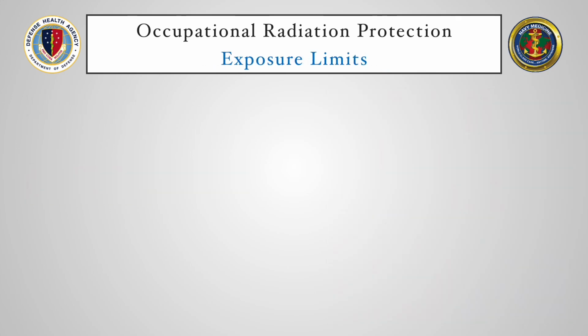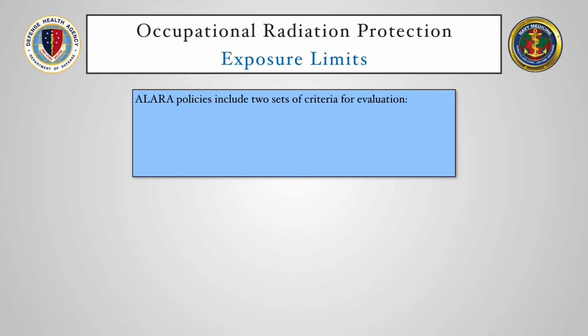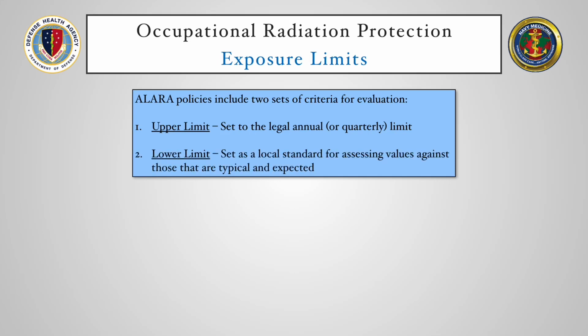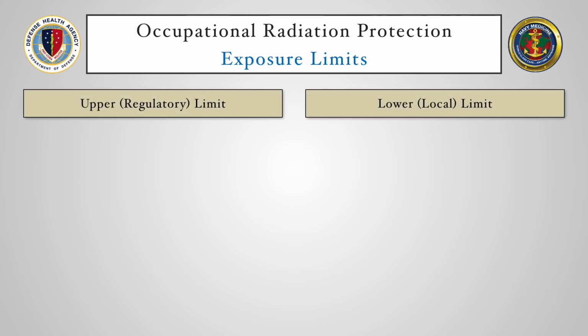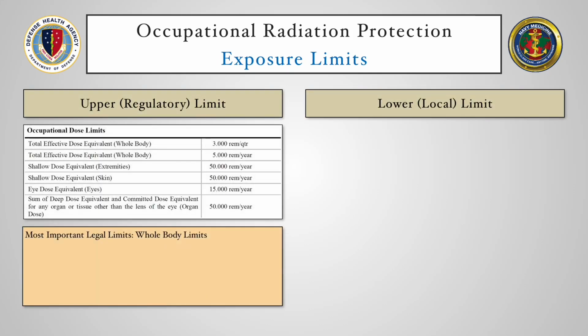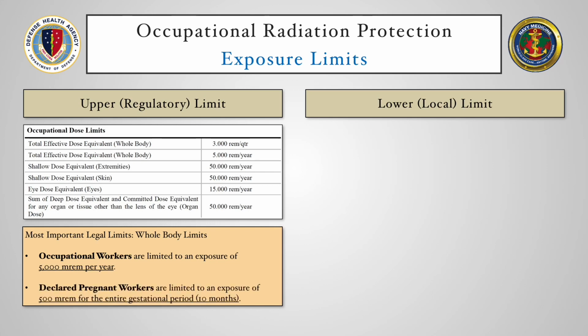At many institutions, ALARA policies include 2 sets of criteria for evaluation: an upper level used to set the annual or quarterly limit, and a lower level used to set a local standard for assessing values or results against those that are typical and expected. The Bureau of Medicine and Surgery has established the upper guidance for occupational exposure limits to be limited to 50 millisieverts or 5,000 millirem per year, and declared pregnant workers are limited to an exposure of 500 millirem for the entire gestational period of 10 months.